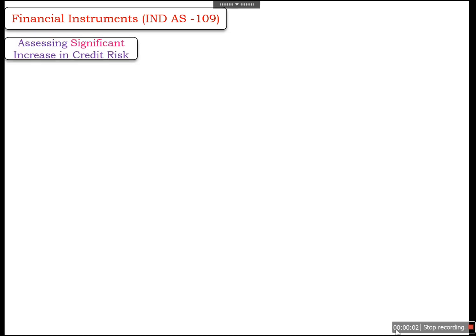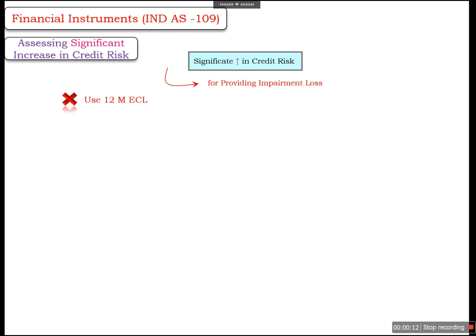An entity needs to assess whether there is a significant increase in the credit risk for the purpose of providing impairment loss. If there is no increase in the credit risk, in that case, the entity needs to use the 12 months expected credit loss method. And if there is a significant increase in the credit risk from the initial recognition, in that case, we need to use the lifetime ECL method.